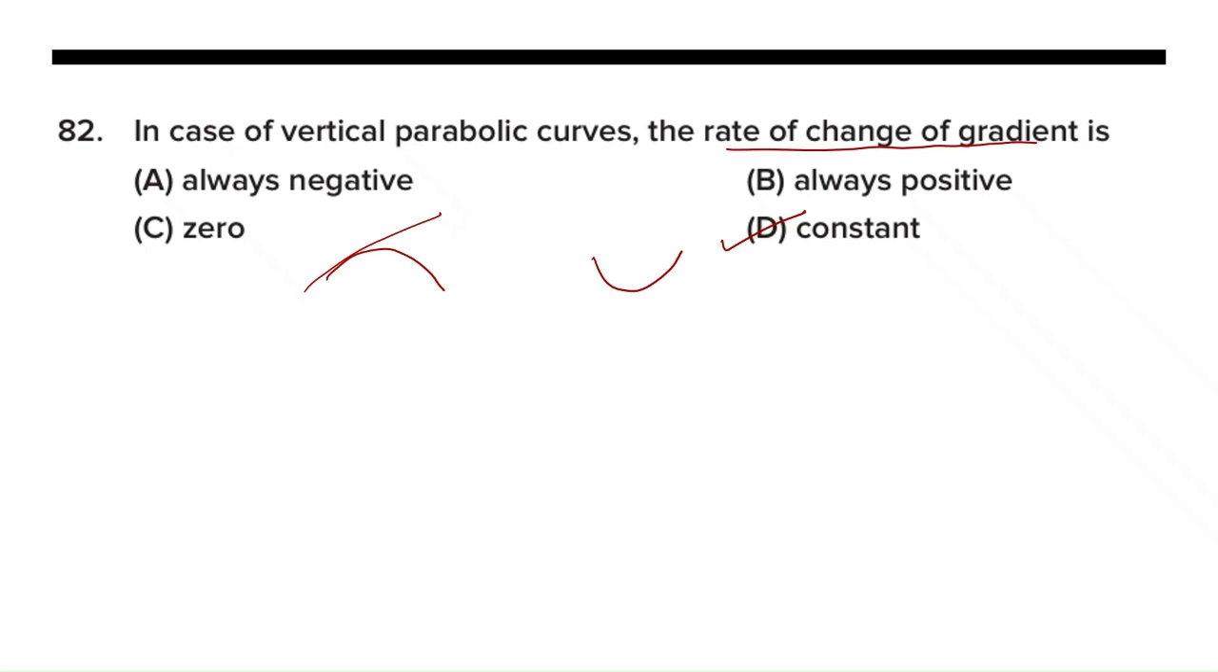That means the gradient or the slope changes linearly, and hence the rate of change of gradient is constant. This condition ensures a smooth change, and it provides driver comfort and proper sight distance, and also keeps the curve structurally simple. So the rate of change of gradient is constant in the case of a vertical parabolic curve. Option D is our answer. Clear?